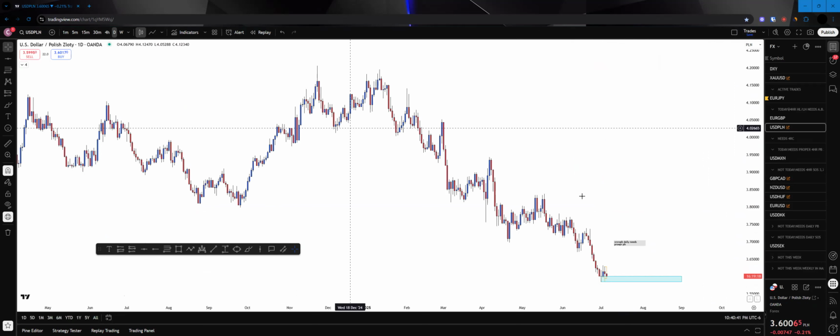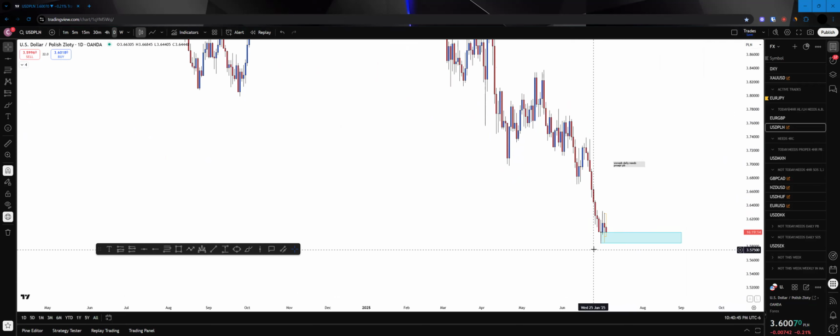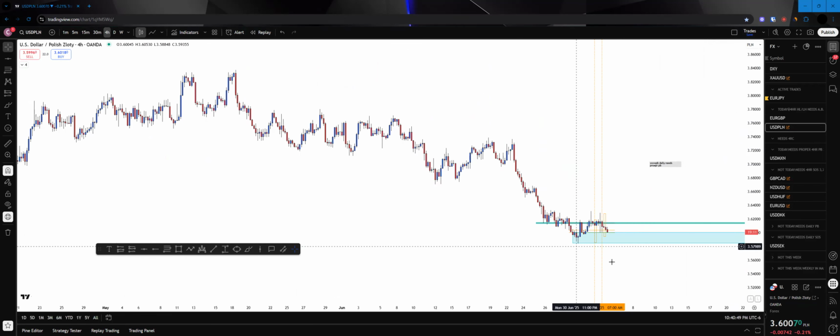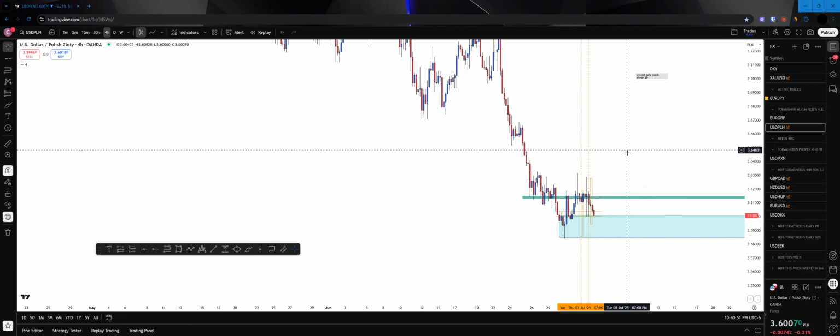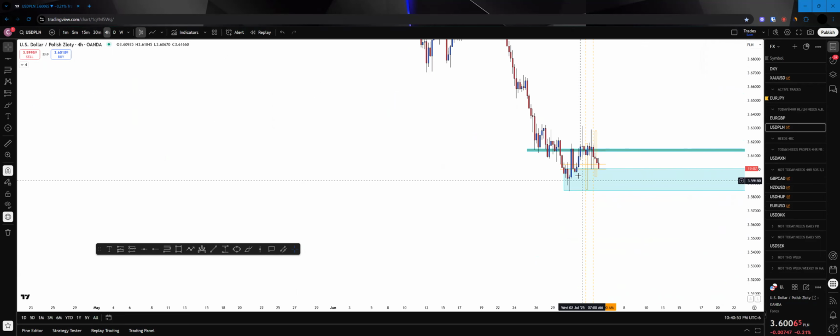That being said, if we look at the USD PLN, the daily has pulled back. The 4 hour, we're looking for the 4 hour to shift structure. So this here is the 4 hour high or low.